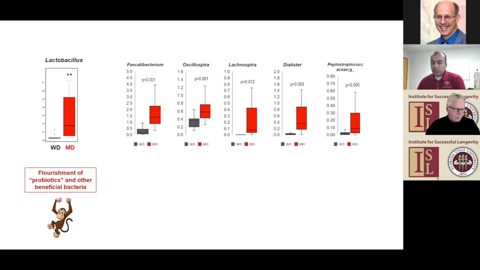So this clearly shows how a long dietary pattern of Mediterranean diet flourished the population of health beneficial, fiber degrading and butyrate producing bacteria in the gut of these monkeys, thereby boosting the overall diversity of the microbiome.